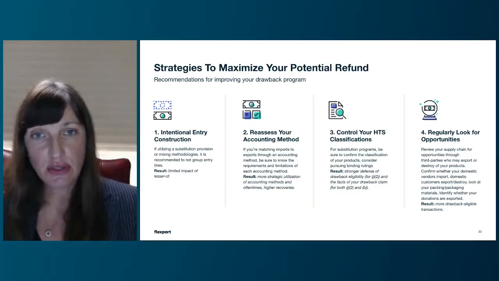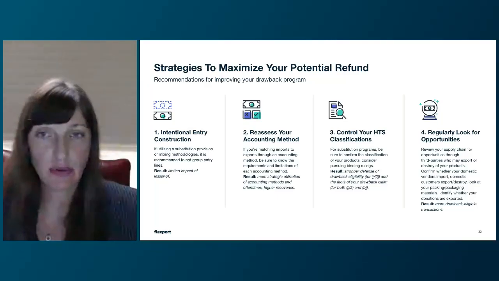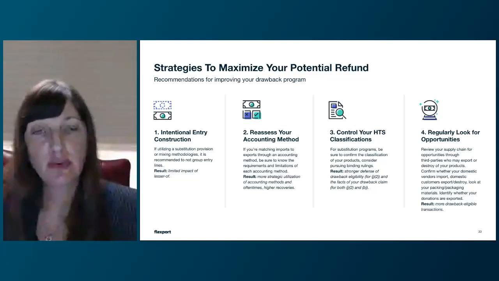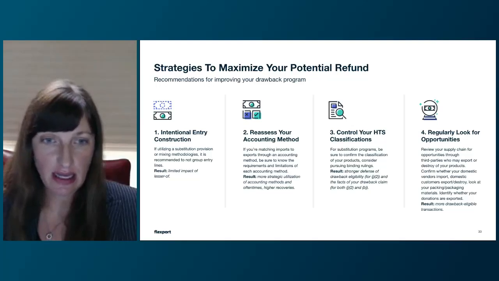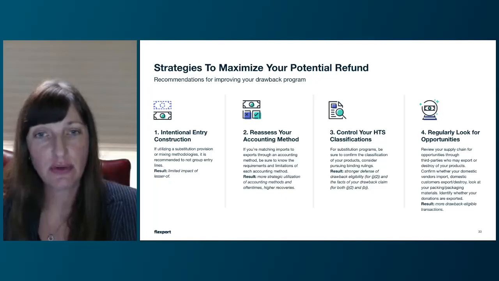Where substitution drawback may be operating concurrently with direct identification drawback matched by a unique identifier tracing an import to an export. Once an export is claimed, say under substitution against an import entry line, that line cannot be used to claim drawback under direct identification, which can lower your recovery.